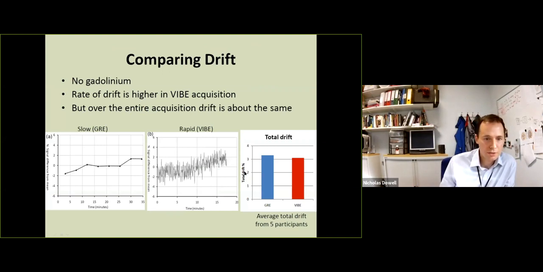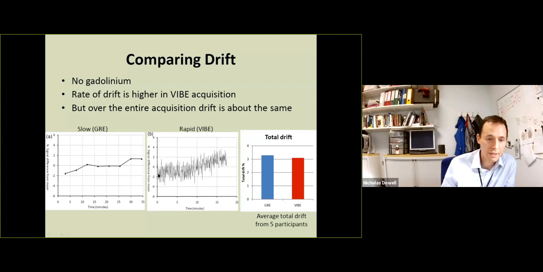So these two sets of data you just saw were acquired without any gadolinium. In an ideal world, this would just be a straight line on 0, showing no deviation at all. But you can see that there's drift, and there's drift in both cases. So we get drift with our slow gradient echo, where we're trying to be really kind to the scanner with its really long TR values. And the drift is 3% or so.